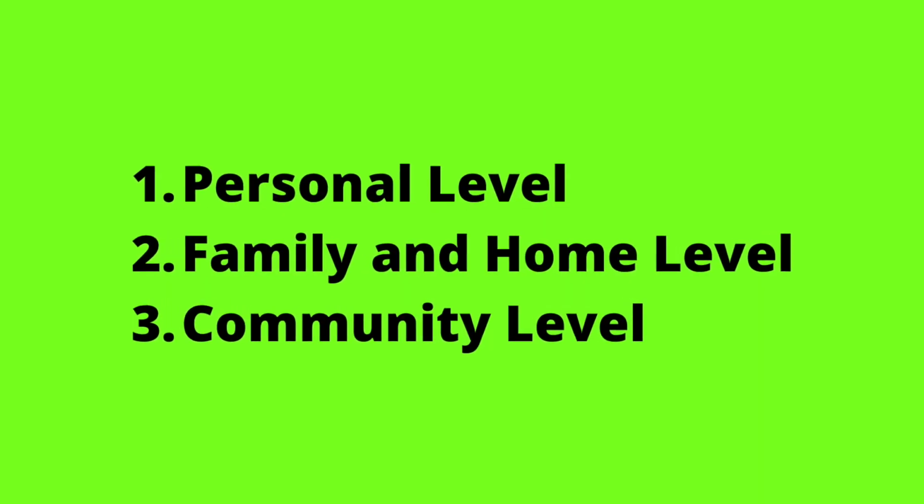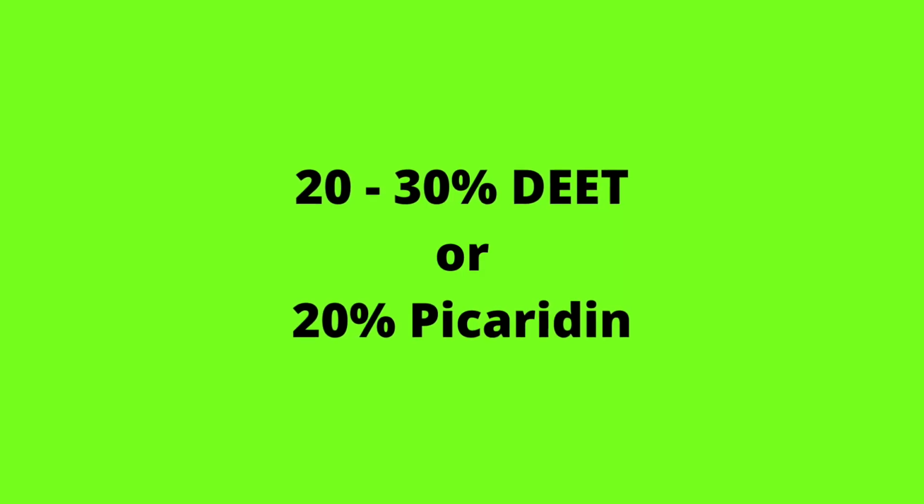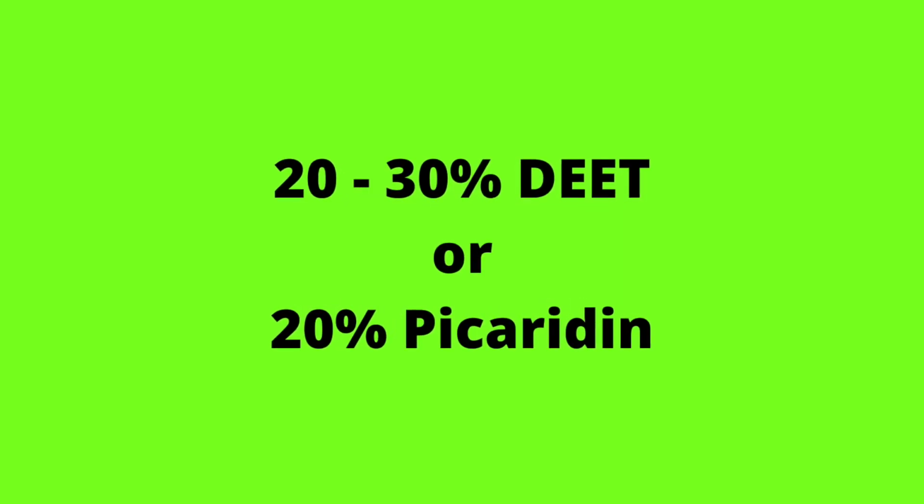Let's look at some of the ways we can work together against Lyme disease. Solutions fall into 3 basic categories: personal level, family and home level, and community level. On a personal level, we can work to protect ourselves from Lyme disease by avoiding getting bitten by ticks. An easy and fairly effective way to do this is to spray your shoes with an insect repellent containing 20 to 30% DEET or 20% picaridin.